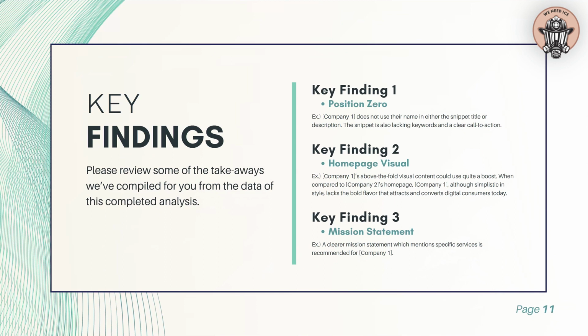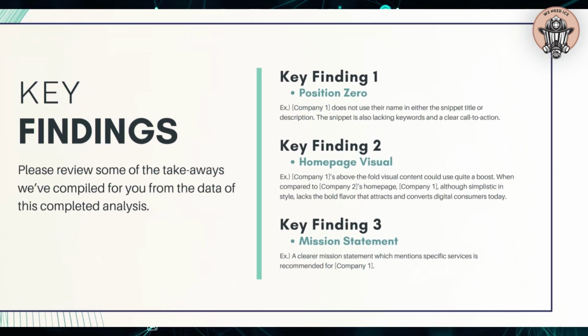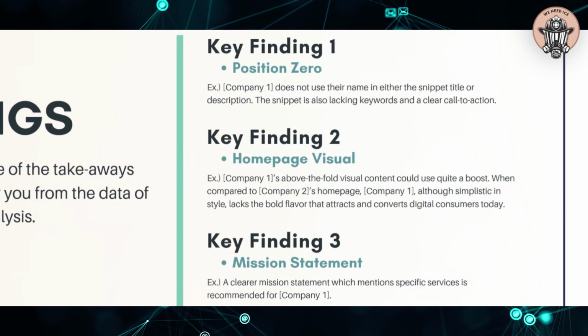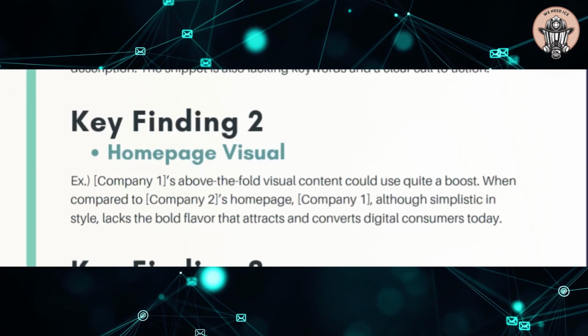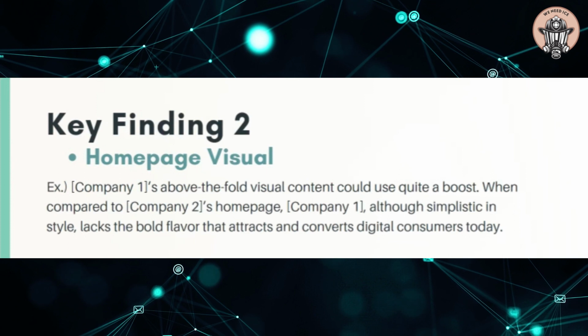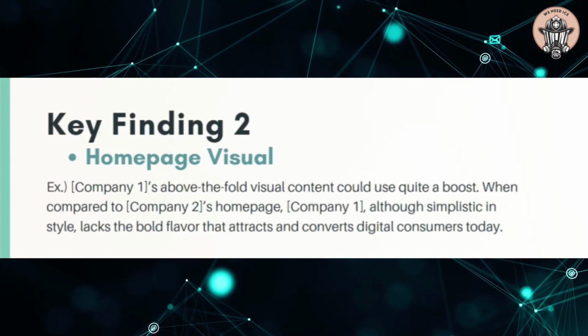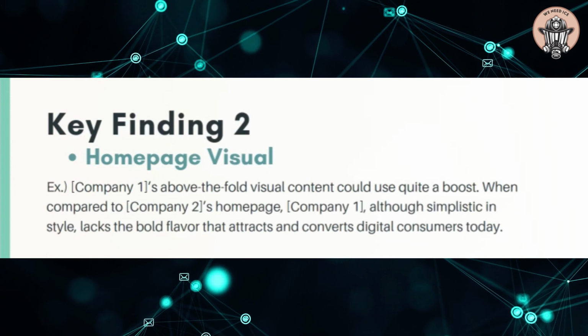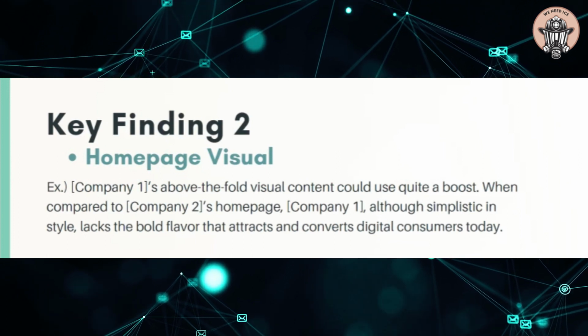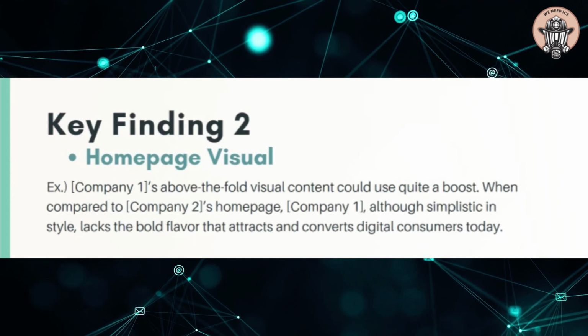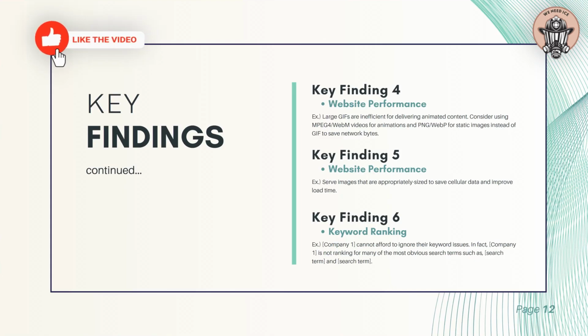So the way these slides are set up, the teal subheadings should tell the reader from which section of the analysis you are referring to when it comes to each key finding. And I'll just read for you one of these. How about key finding 2 from the homepage visual section of the analysis? Company 1's above the fold visual content could use quite a boost. When compared to Company 2's homepage, Company 1, although simplistic in style, lacks the bold flavor that attracts and converts digital consumers today. And as I said, I've got 6 key findings already filled out here with some inspiring verbiage. So don't miss out on getting your template, guys.